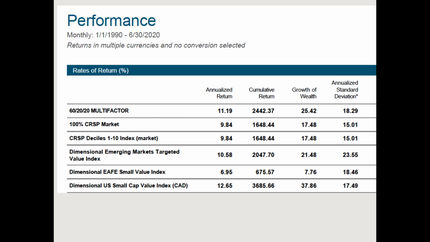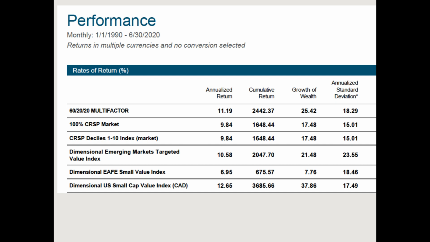If I were to create a portfolio over the last 30 years or so, from 1990 through the end of June 2020, and I just invested in the entire U.S. stock market, that's represented here by the 100% CRSP, which is Center for Research and Security Prices market, I would have an annualized return of 9.84%. A dollar invested on January 1st of 1990 would have grown to $17.48. That assumes that there's no investment cost.